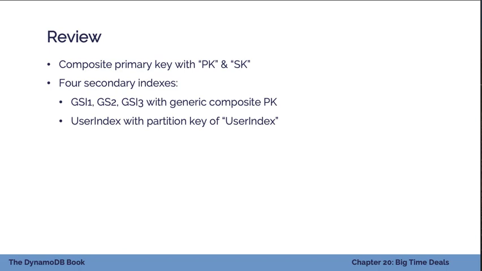All right, so if you're still with me, we made it. This is the most complicated example we've had so far. It had 22 different access patterns, a ton of different entities, a ton of cool stuff. Let's just review what we did here. First of all, our table is going to use that composite primary key with PK and SK, very generic properties like we always do. We have 4 secondary indexes. 3 of them are just generic GSIs, GSI 1, 2, and 3 with a generic composite primary key of PK and SK. Finally, we also have that user index. That's a sparse index. It has a partition key of user index. The only property that's going to be projected into there is going to be that user entity.